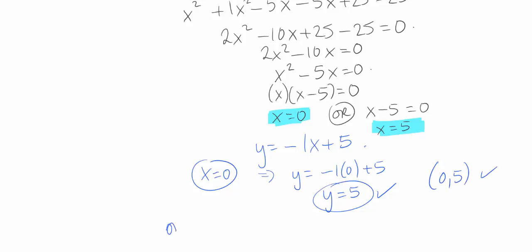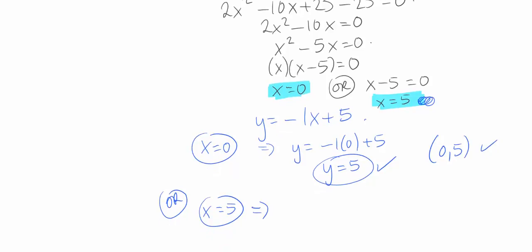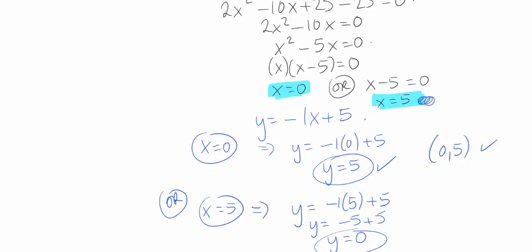The second value we found for x above here is x is equal to 5. So substituting that value in, we have y is equal to minus 1 times 5 plus 5, which is minus 5 plus 5, which works out to be 0, which is exactly again what we were hoping for, to give us the second point of intersection of 5, 0.